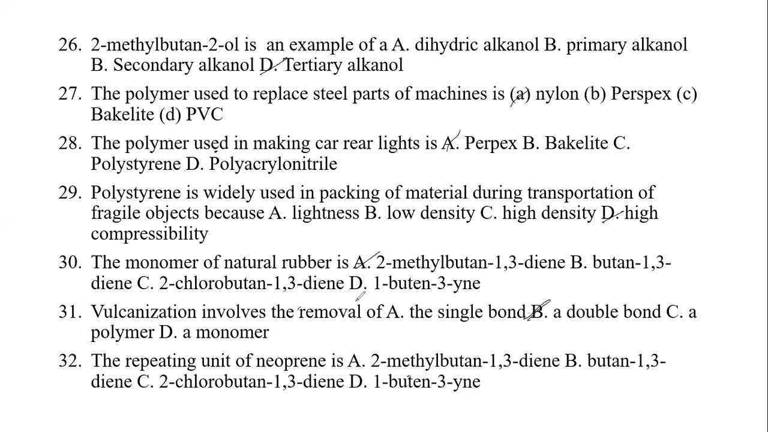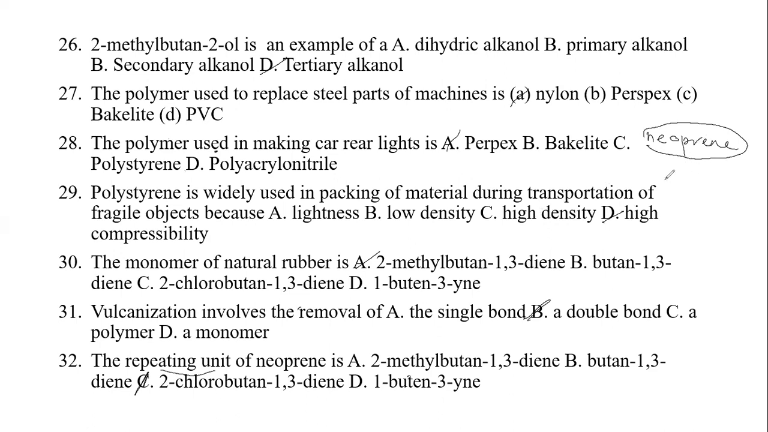Now, the repeating unit of neoprene. Neoprene is the first synthetic rubber. The monomer or the repeating unit. When you hear repeating unit, it means monomer. So the monomer or the repeating unit of neoprene, which is what we call synthetic rubber, is 2-chlorobuta-1,3-diene. So that's option C, 2-chlorobuta-1,3-diene.